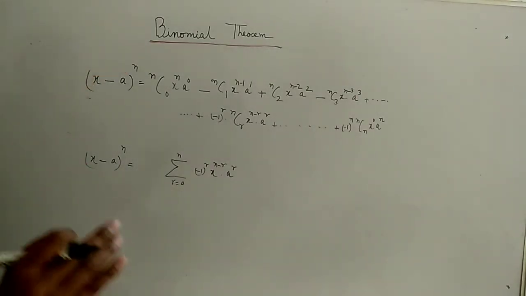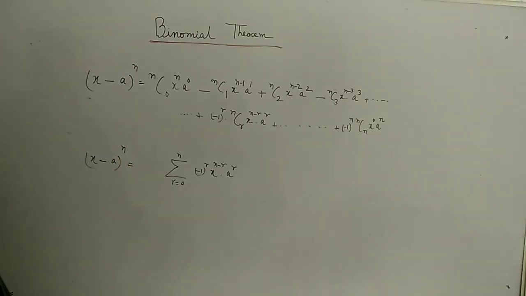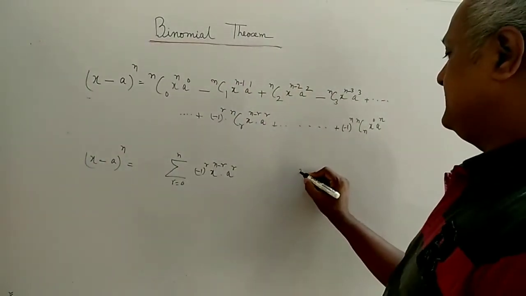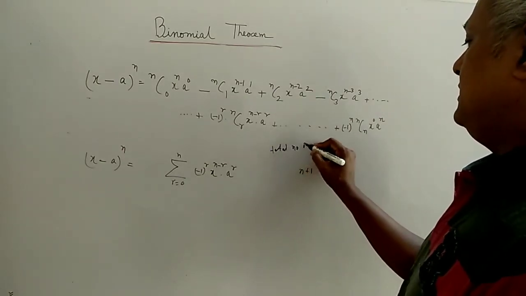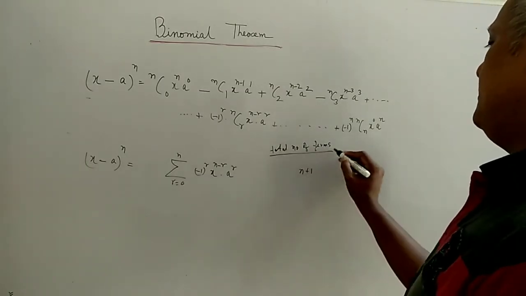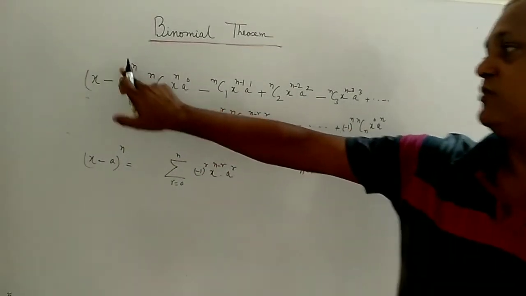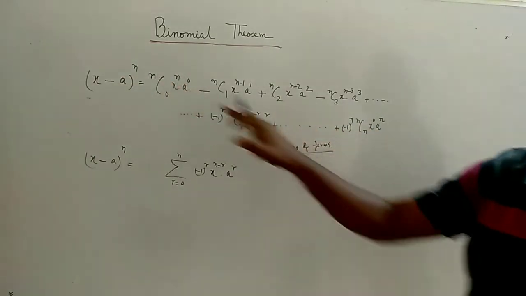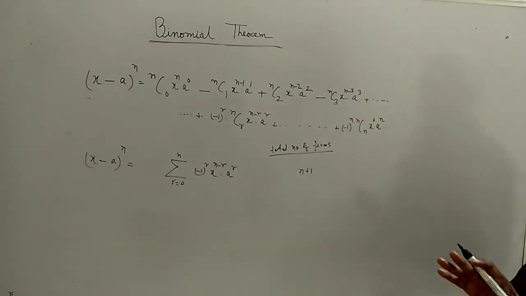One more enlightening point is that if the power is n, then the total number of terms you get after expansion is n plus 1. Total number of terms in the expansion of power n will be n plus 1. Like if there is power 3, you'll get 4 terms. If it is power 5, you'll get 6 terms. If power 100, you'll get 101 terms. And this is the total number of terms. So this is for the negative coefficients.